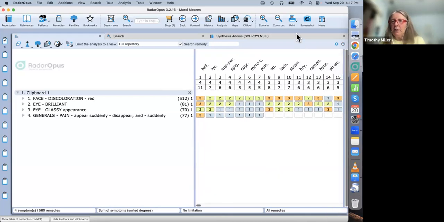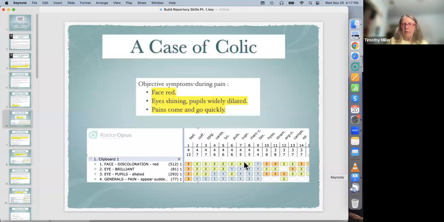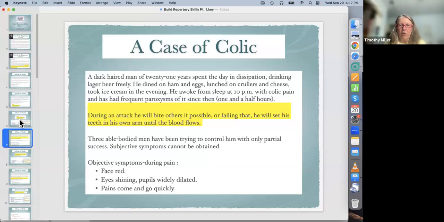I'm going to just take a quick second here and see if we've had anyone else join us who might want to have the opportunity to speak. And I don't see that that's the case. So I'm going to go ahead and minimize that again. And let's go on to the next slide in our presentation, now that I finally got myself on track. And let's continue with our case of colic.